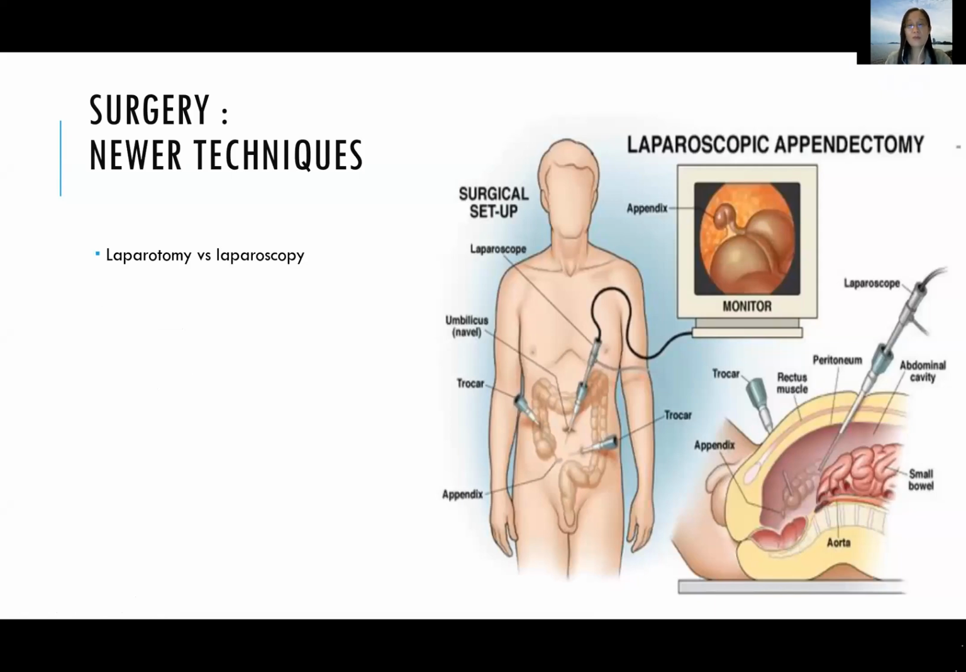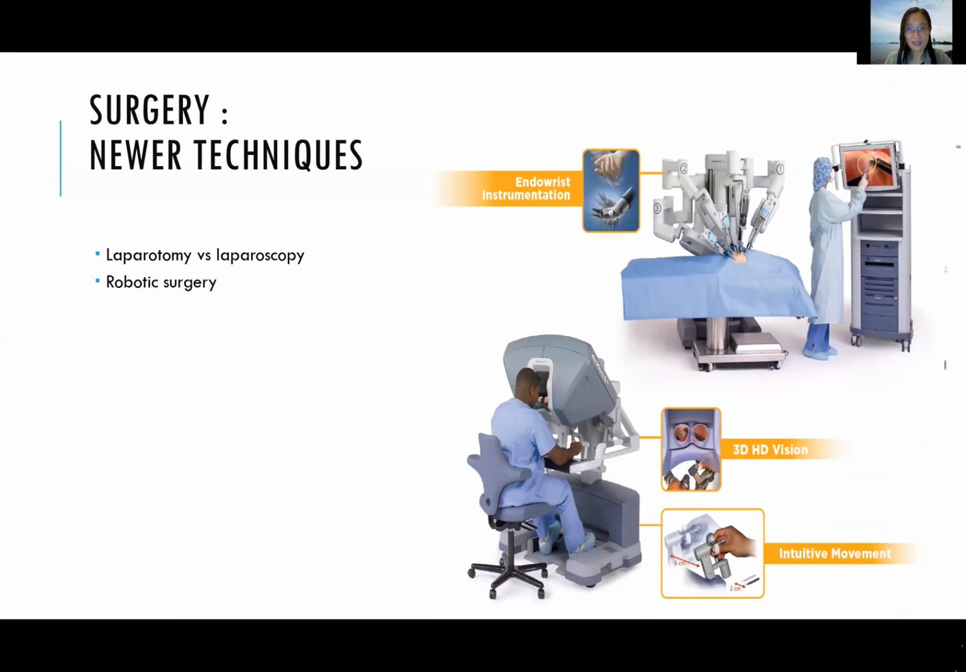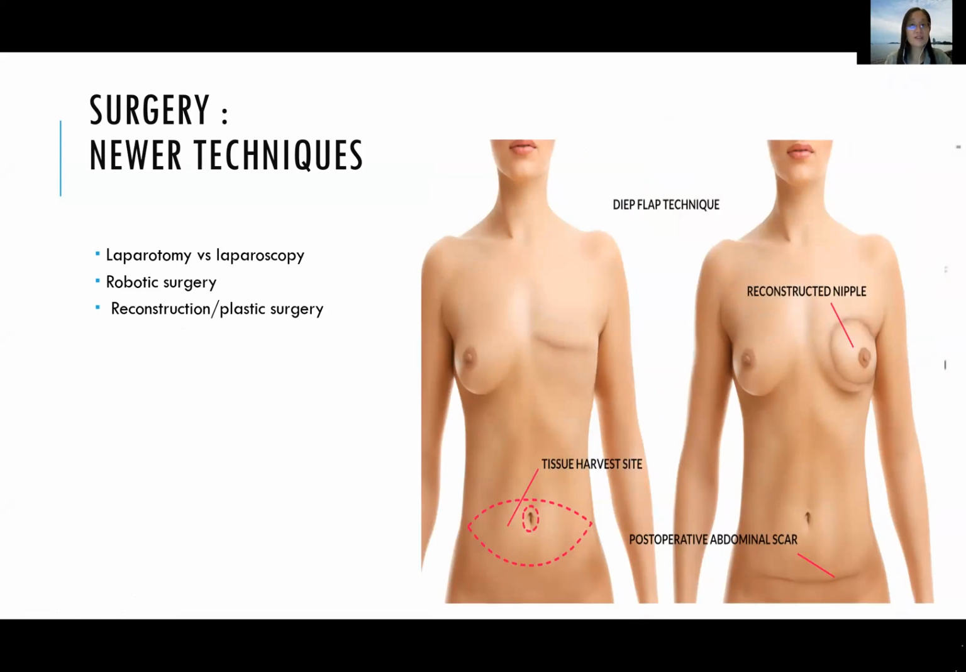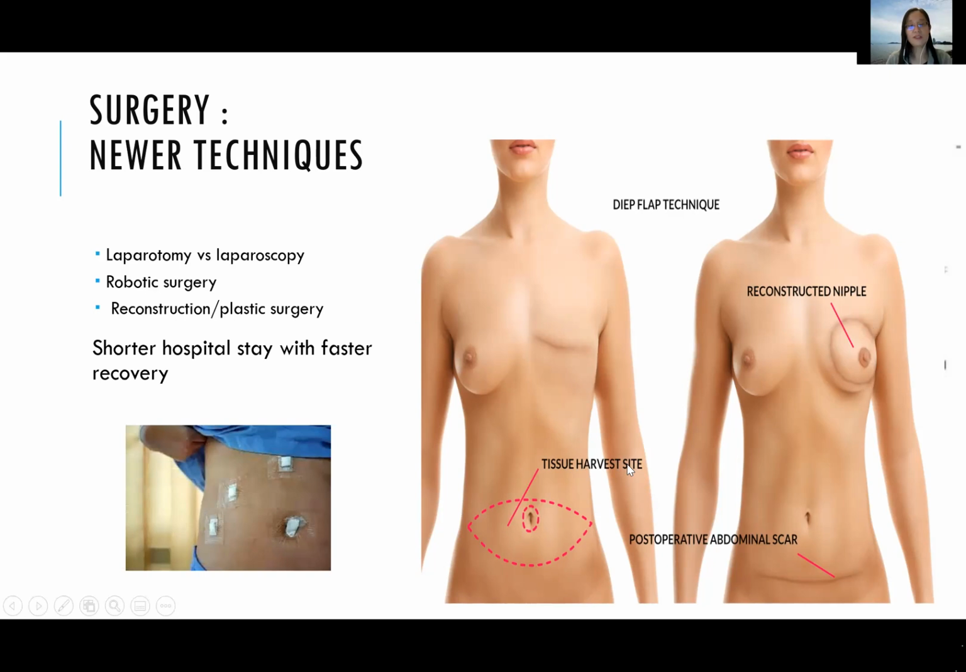So there are many newer technologies. It used to be laparotomy. Now we have a lot of things that can be done laparoscopically. And robotic surgery is becoming popular, especially for prostate cancer, for example. And reconstruction and plastic surgery are now very commonly done. For patients who have had a mastectomy, you can take tissue from the abdomen or even the latissimus dorsi, the back part below the scapular area, and flap it over to the breast area to make cosmesis better. Patients have a shorter hospital stay and faster recovery with laparoscopic surgery compared to traditional laparotomy.